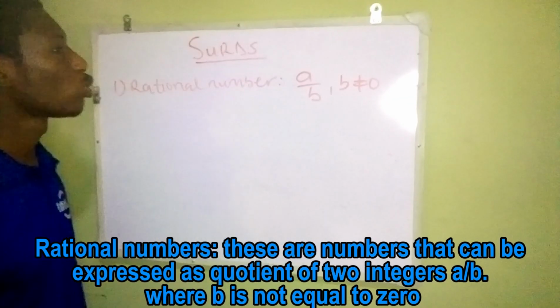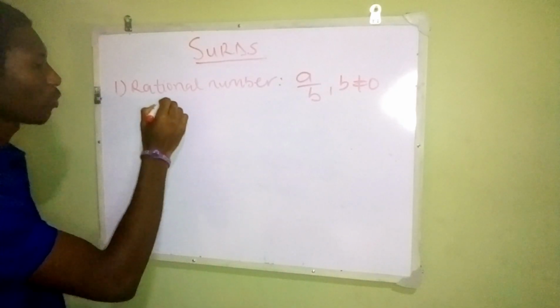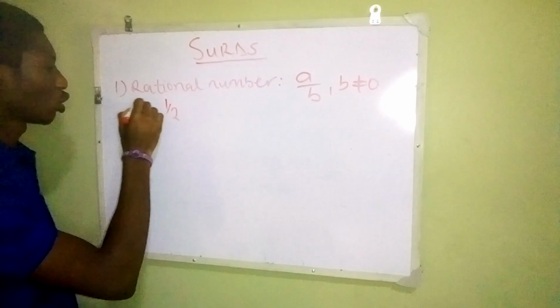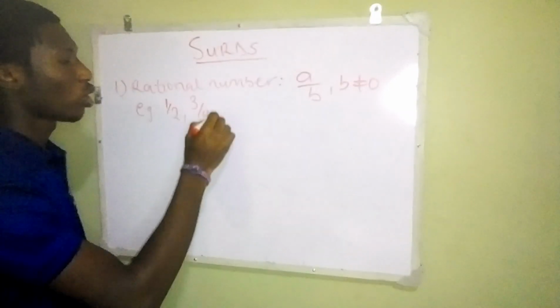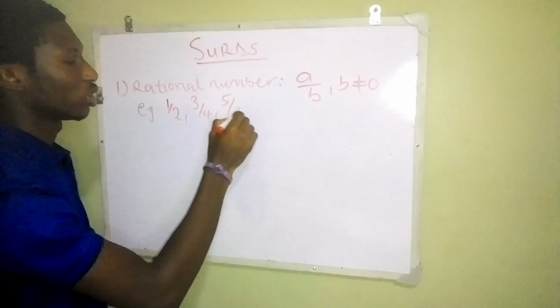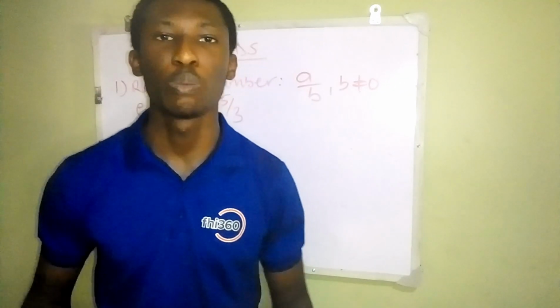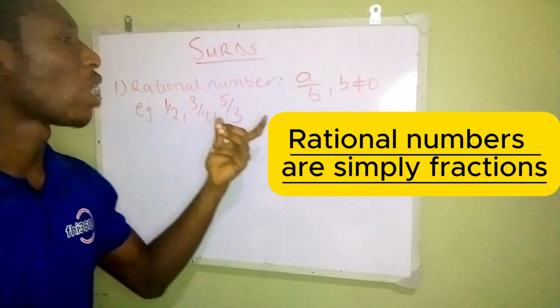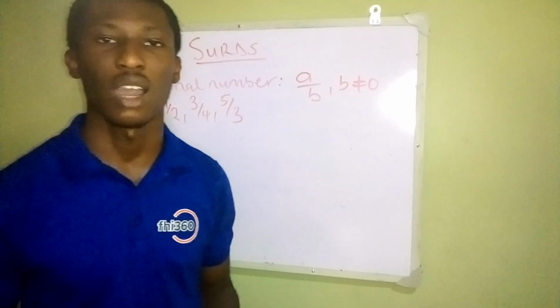What are the examples of rational numbers? The examples of rational numbers are 1 all over 2. Let me write it. Example: 1 over 2, 3 all over 4, and 5 all over 3. So what it therefore means is, in simple terms, rational numbers are fractions.